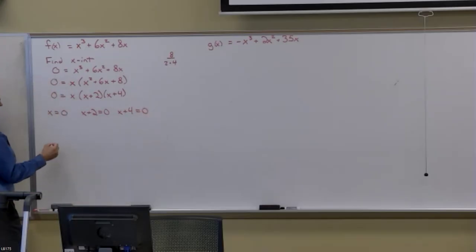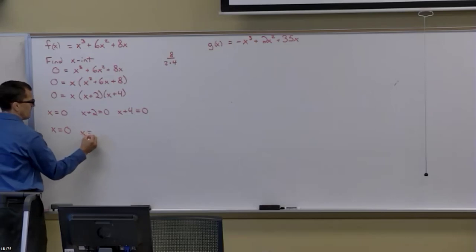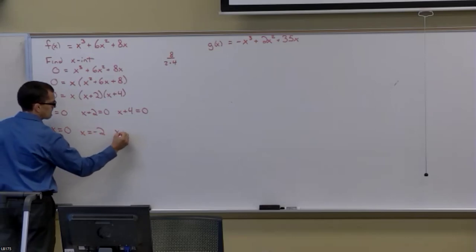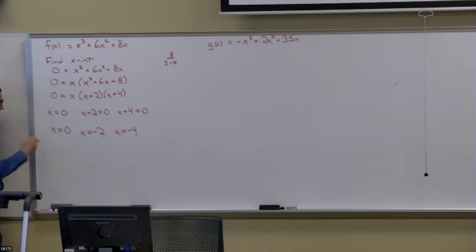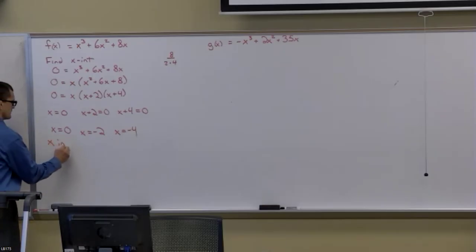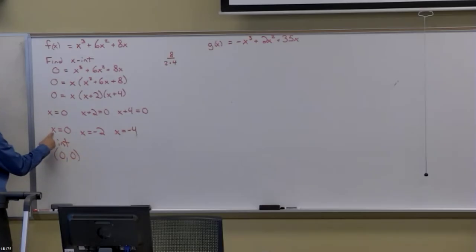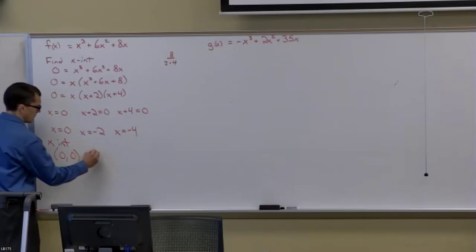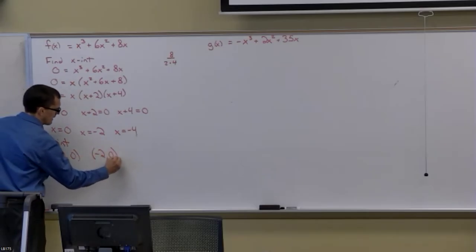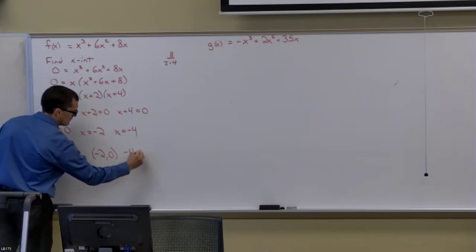Solve all 3 of those to get the zeros of the polynomial. Hopefully that's all straightforward. Subtract 2 from both sides, subtract 4 from both sides. This one you don't have to do anything. And then the x-intercepts are just the points x value comma 0, where the x values are the zeros. So 0, 0, negative 2, 0, and negative 4, 0.